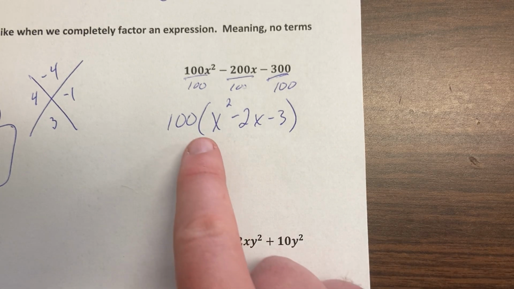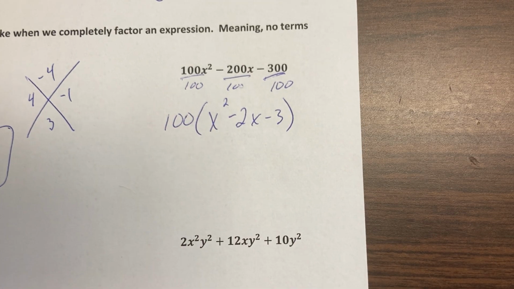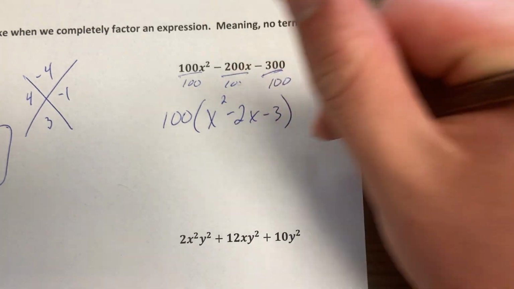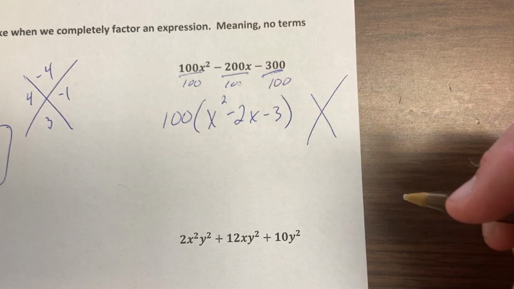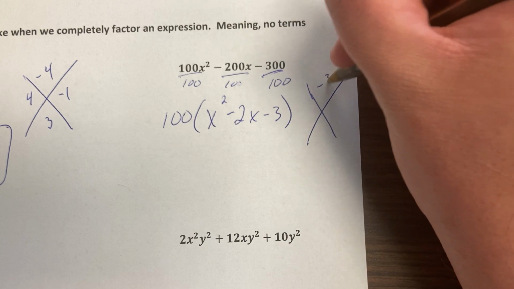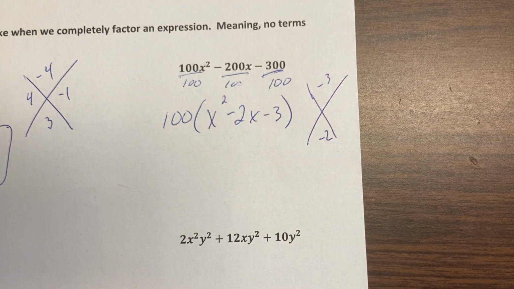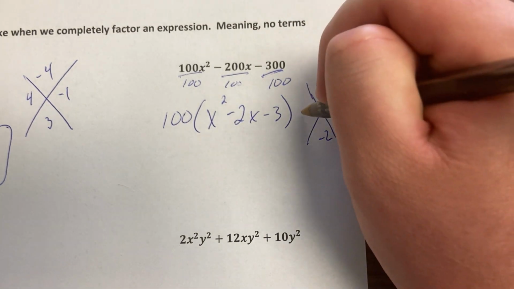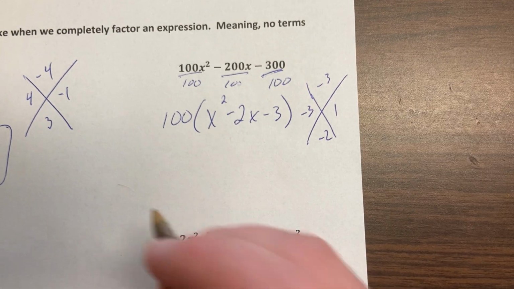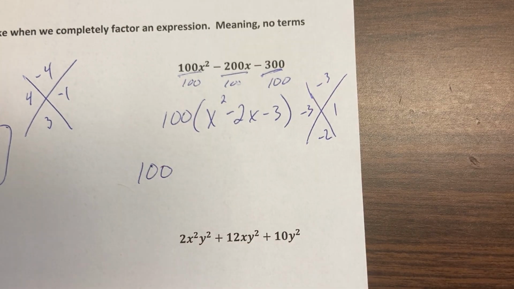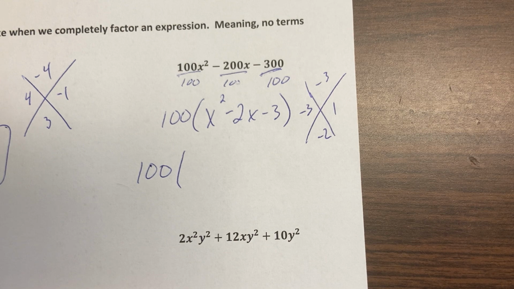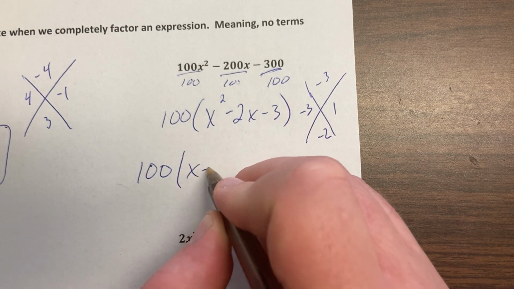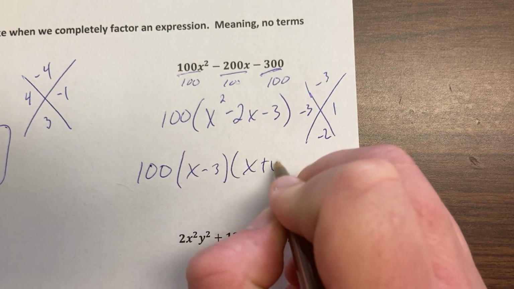Even now, again, remember, look, our A value is now 1. This becomes a lot simpler to factor. So what multiplies to get -3 and adds to get -2? -3 and +1. So when I go to write my factors, the completely factored form of this quadratic is 100 times x minus 3, x plus 1.